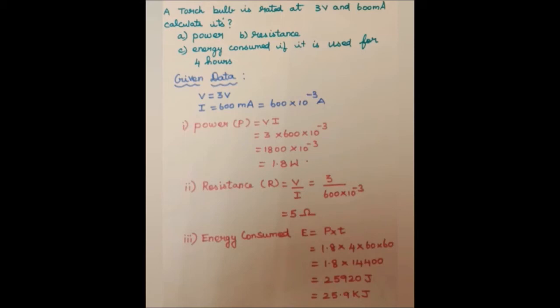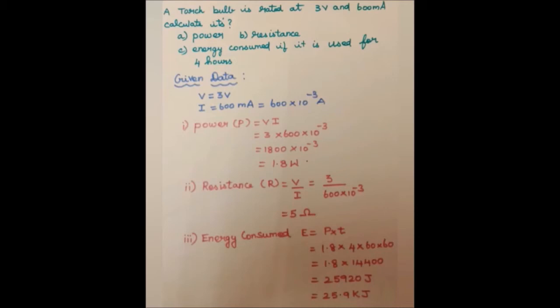Next, resistance. From Ohm's law, we know that V equal to IR. If we rearrange, R equal to V by I. R is resistance. So, R equal to 3 by 600 into 10 power minus 3. If you calculate, we can get the answer 5 ohm. Ohm is the unit for resistance.